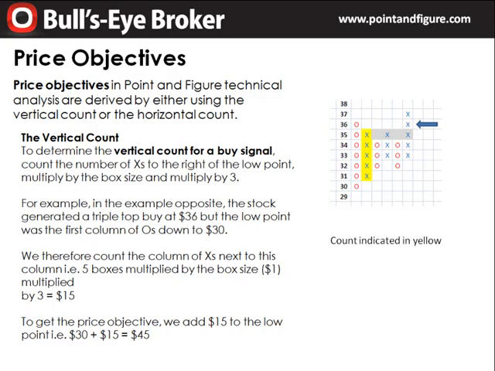For example, the stock generated a triple top buy at $36 and the low point in the first column was down to 30. We therefore count the column of X's next to this column, which would be 5 boxes, multiplied by the box size, multiplied by 3, which equals 15. To get the price objective, we add 15 to the low point, which is $30, plus 15, which equals a $45 price objective.